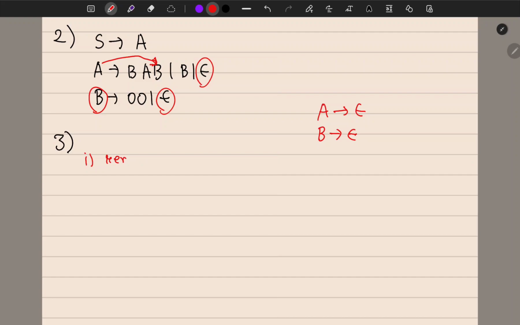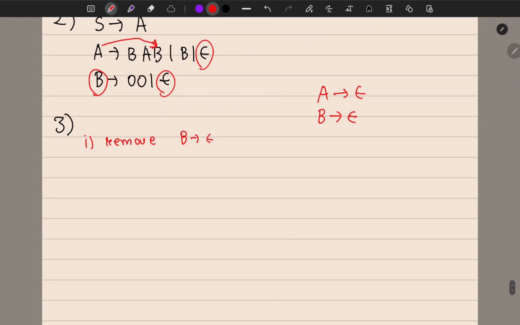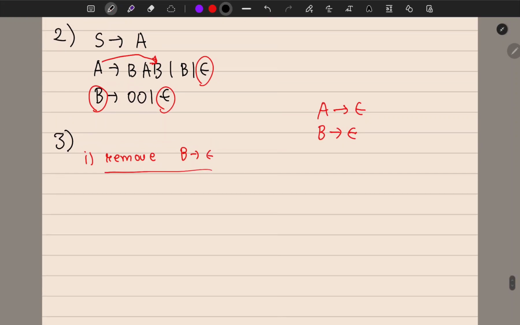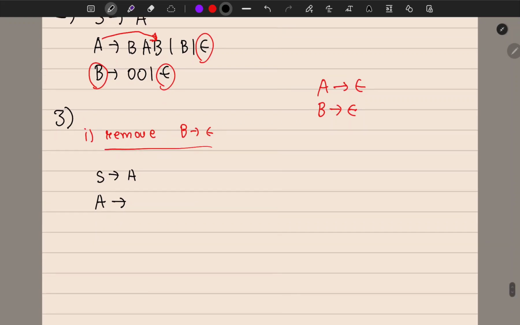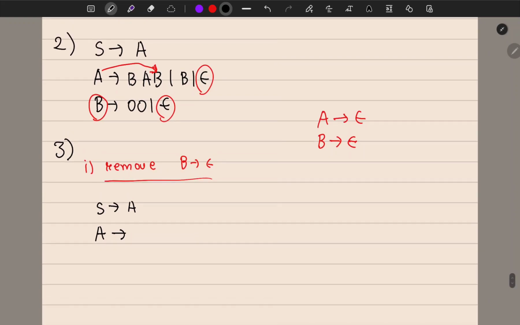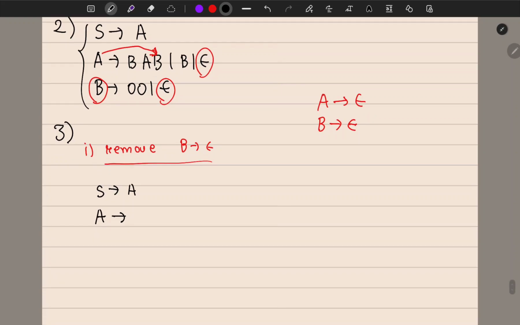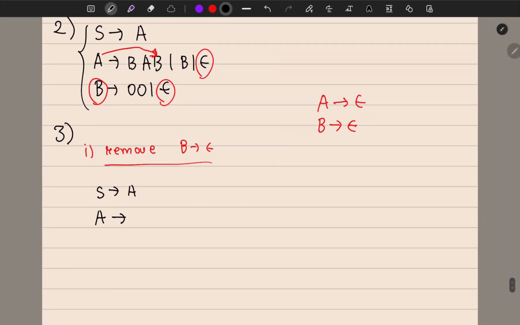So, remove B to epsilon. While removing null productions, we will write every rule at every step so that we don't miss any of the production rules. When we are removing a null production, we will find where these variables are in each of the production rules.